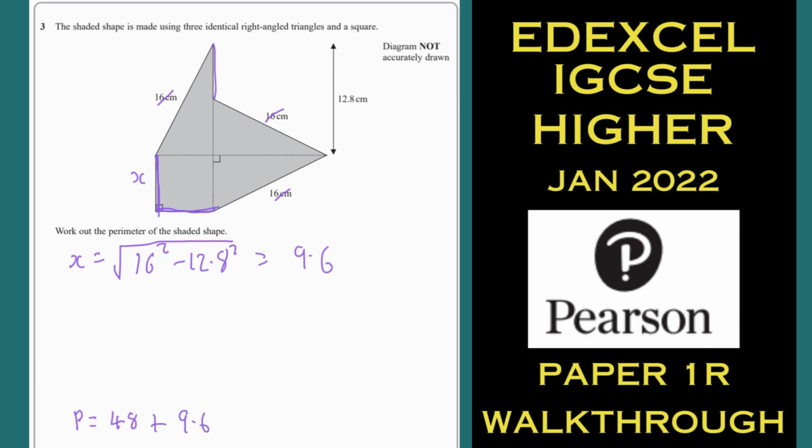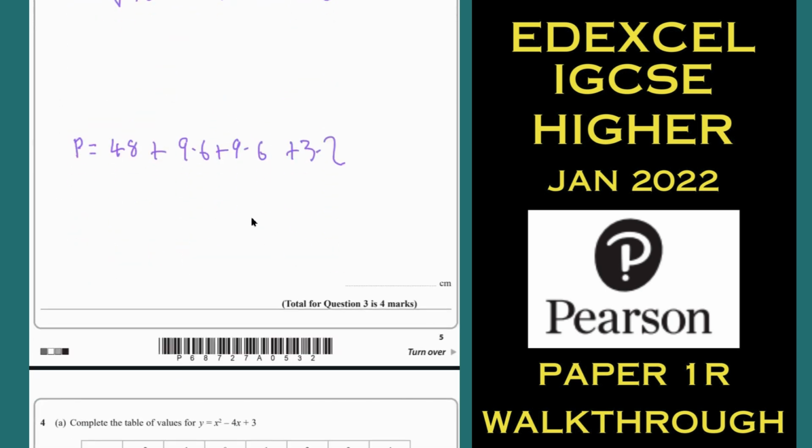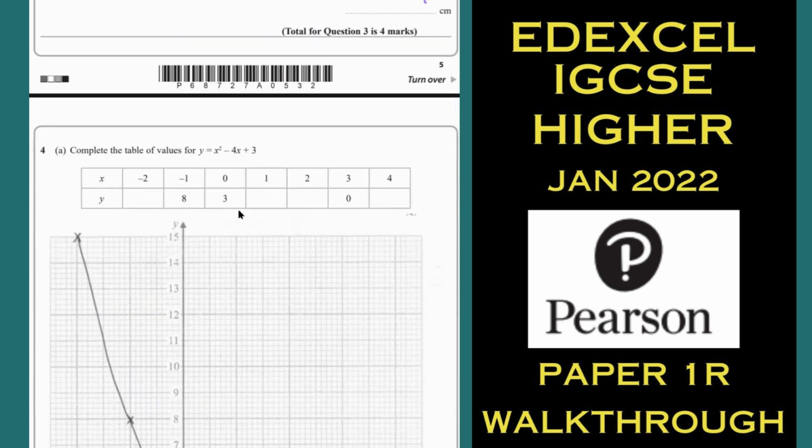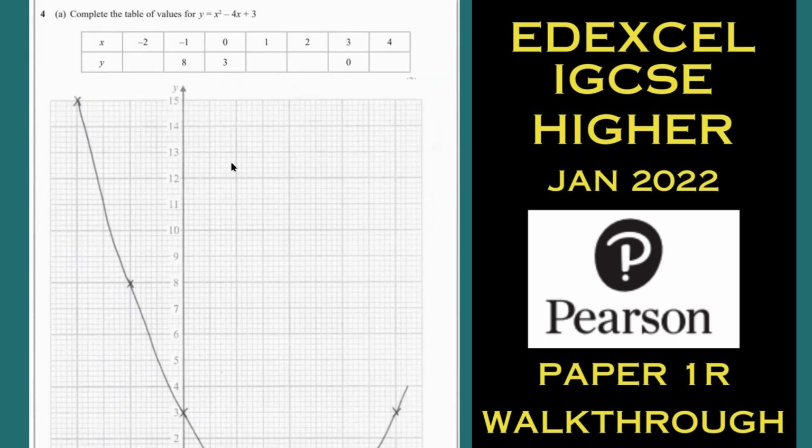Add that on. 2 lots of 9.6, or what is it, 19.2. But you've still got that. Now that is not 9.6. You need to do 12.8 minus the 9.6, which gives you the extra, the final length required for the perimeter, adding on 3.2 to get 70.4.